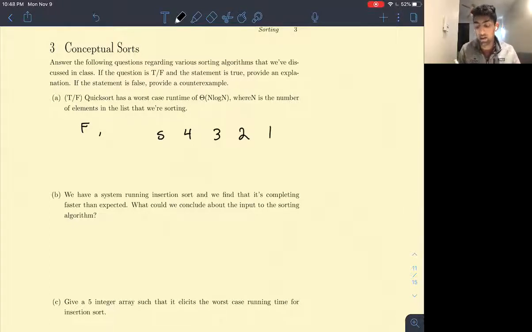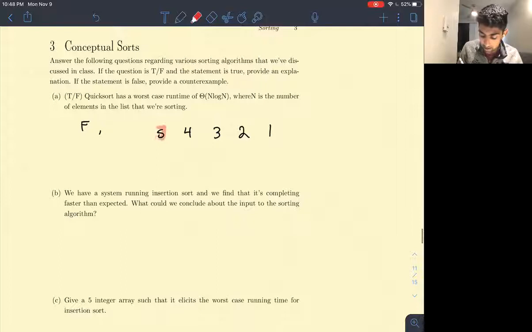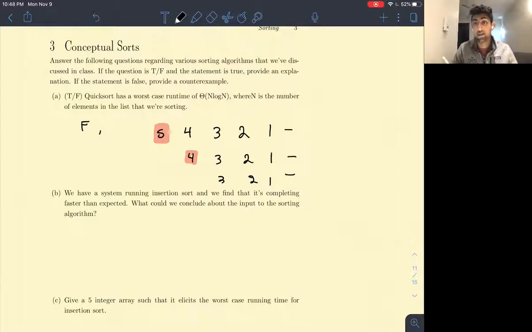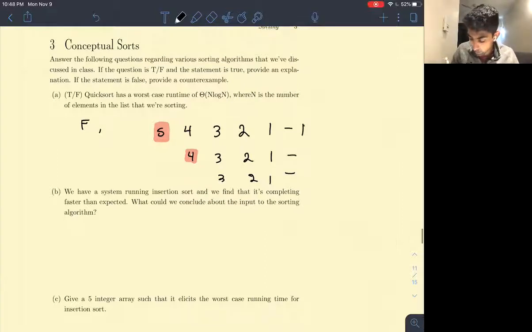1. What we notice is that if 5 is the pivot, then the next time we recurse on 4, 3, 2, 1. Then 4 becomes the pivot, and then we recurse on 3, 2, 1. So continuing this pattern, what we'll see is that the first iteration of Quicksort does n work. The second one does n minus 1 work. And so on, where we get the following sum of n plus n minus 1 plus n minus 2 all the way up till 1, right?